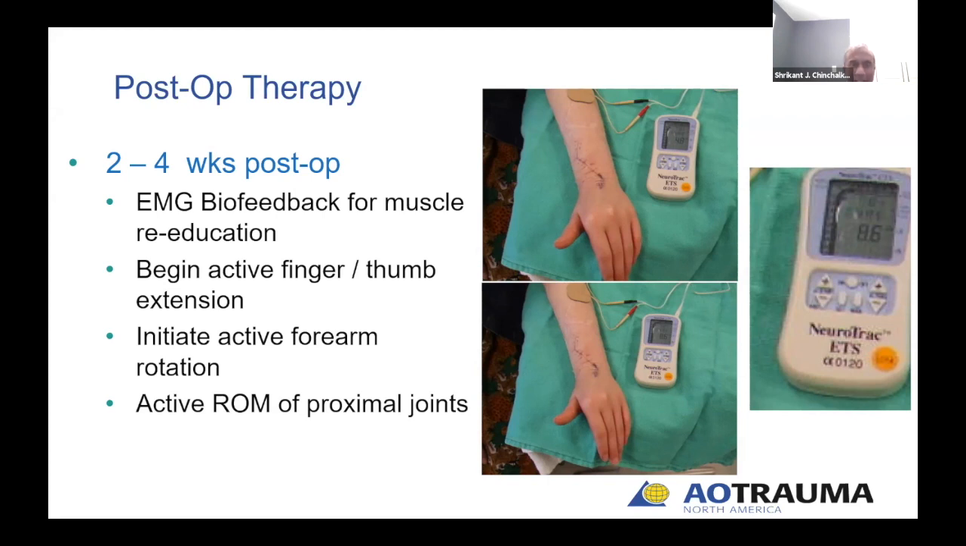We begin with active finger and thumb extension, but it's very important for us to understand why we need to initiate active forearm rotation. We know that we often sit with the forearm in a pronated position. And if you look at the muscles originating from the medial epicondyle, these flexor-pronator group of muscles are slack. And secondly, your volar radial ligament is slack when the forearm is in a pronated position.